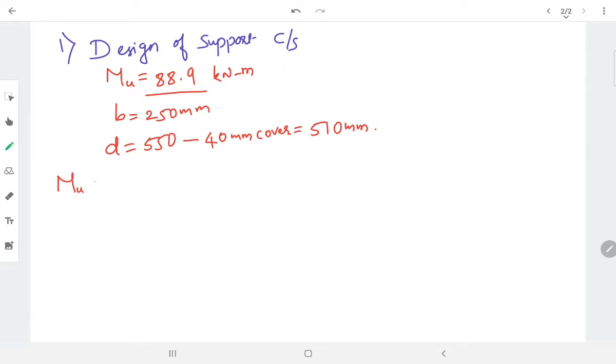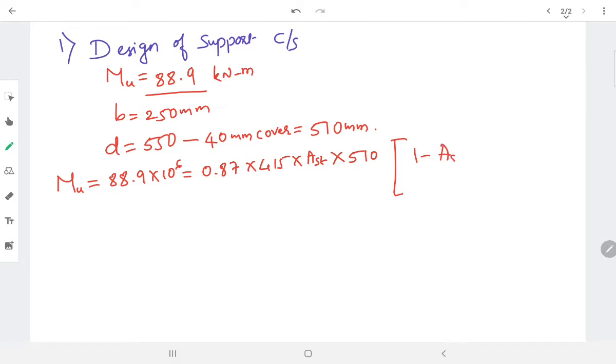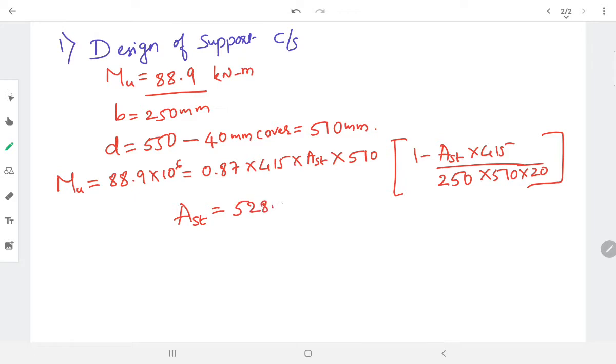Next we need to calculate what area is required for this. Mu equals 88.9 into 10 raised to 6 equals 0.87 Fy, which is 415, AST, the depth of the beam is 510, into 1 minus AST Fy divided by B D FCK. So B is 250, D is the effective depth, FCK is given as 20, the characteristic strength of concrete. If you calculate AST out of this, you will get 528.2.